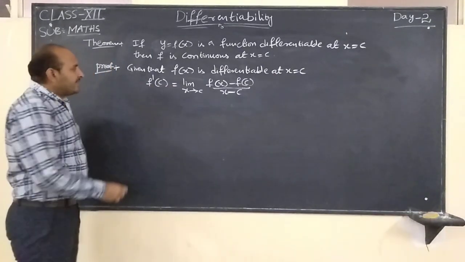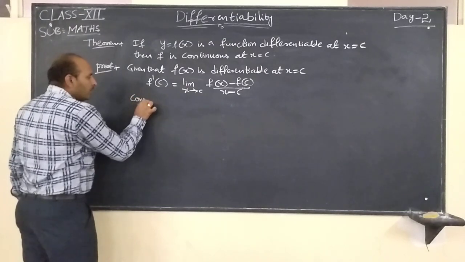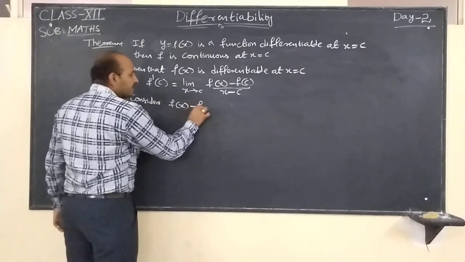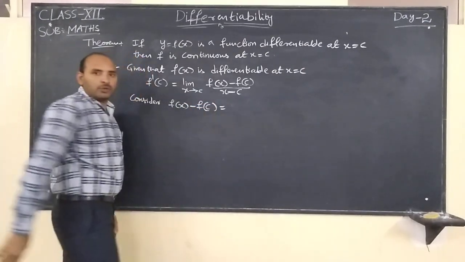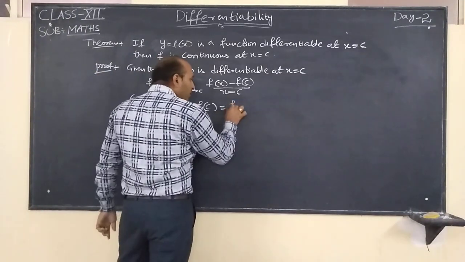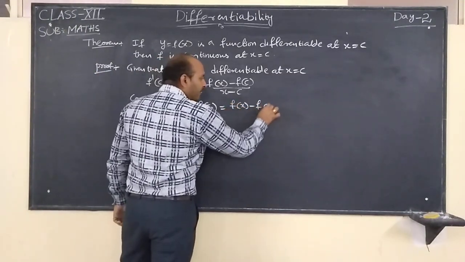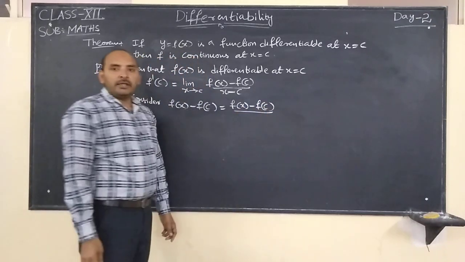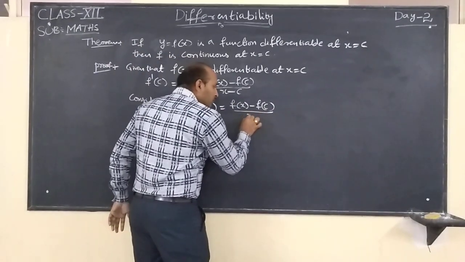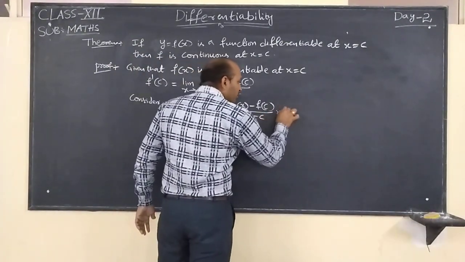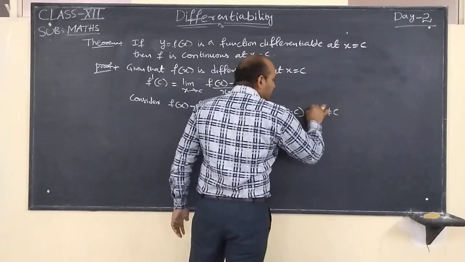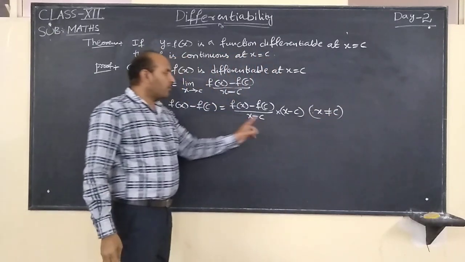So now consider f of x minus f of C, which is equal to f of x minus f of C upon x minus C, multiplied with x minus C in the denominator and numerator, where x is not equal to C.